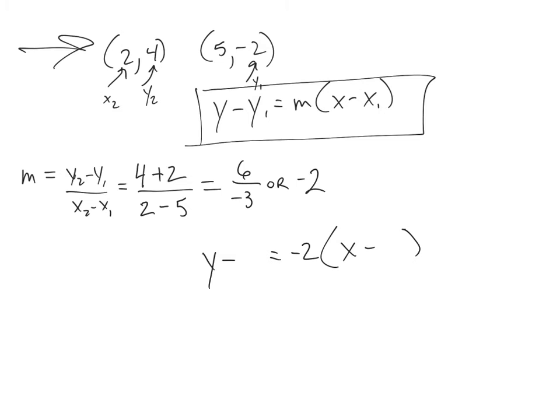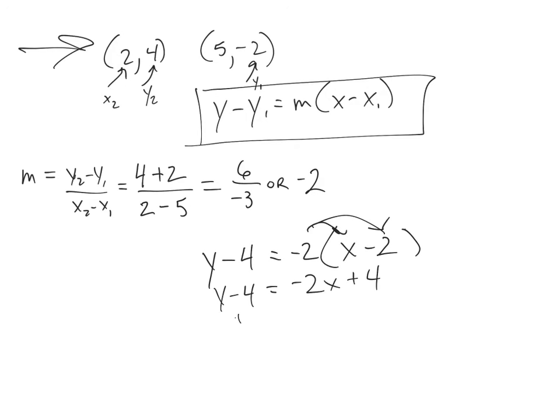So y minus, I'll just use this first one, 2, 4. So the y value is 4, the x value is 2. Remember, if either one of those was negative, it would become plus. And then once I have this, I can solve for the slope-intercept form. So I can distribute here. So y minus 4 is equal to -2x plus 4. I just distributed the -2.